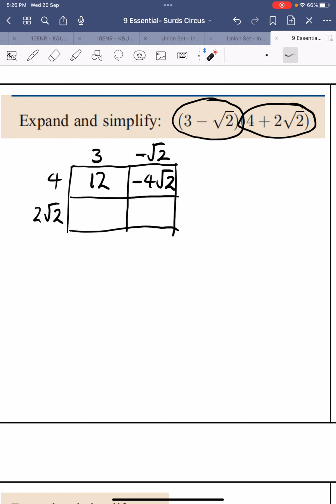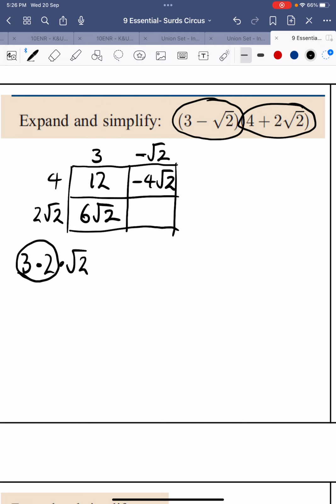And in here, I think I'm going to take my time with this one because it looks a bit harder, because I'm going to maybe just write this outside. This will be 3 times 2 times root 2. So I think that's 6 root 2. So that's 6 root 2.